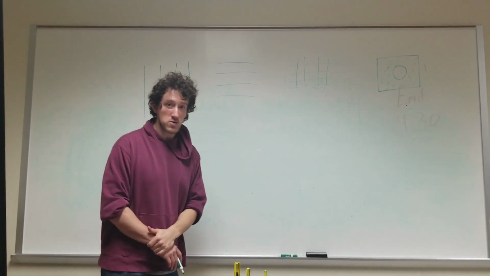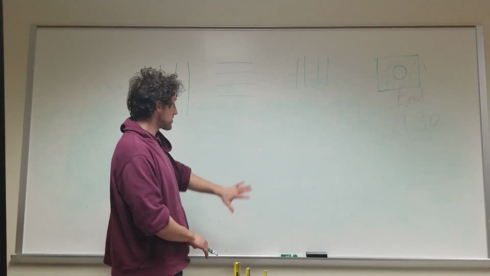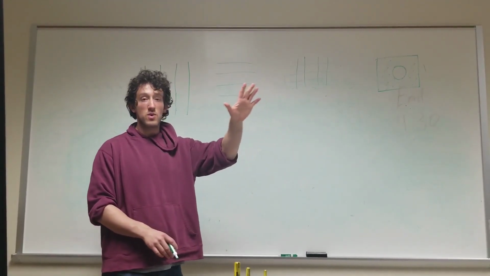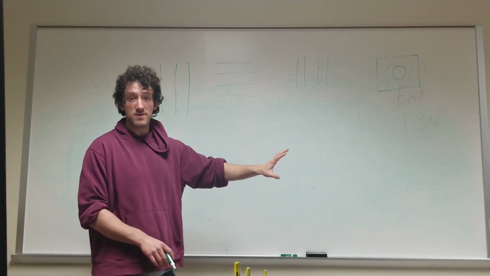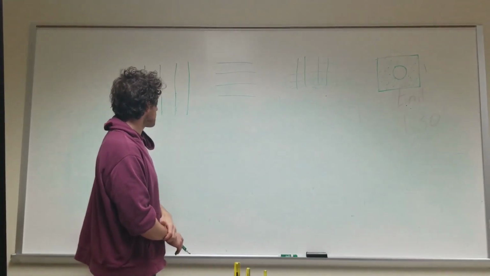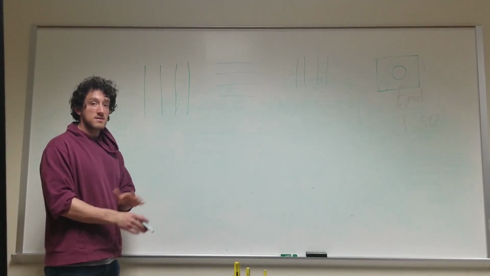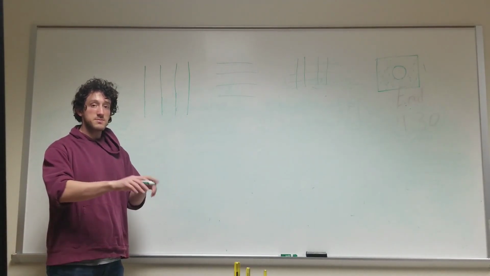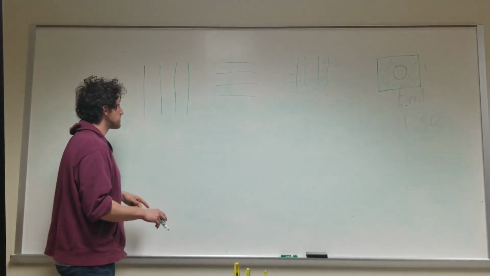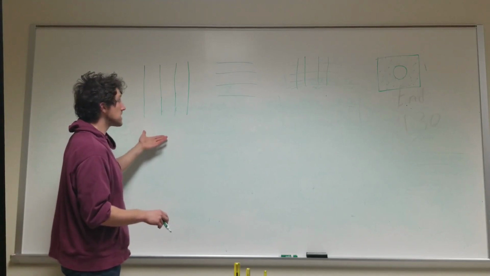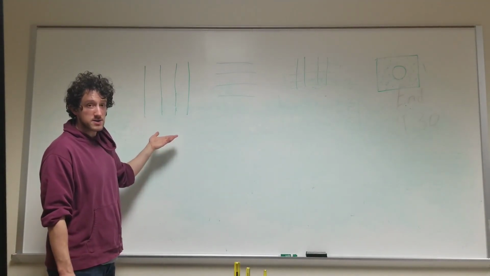A Fourier transform takes something in real space and shows what frequency components can be used to construct that real space structure. So if we have a repeating structure in real space, we would expect to see something interesting in the Fourier transform. For example, here we have vertical wires.